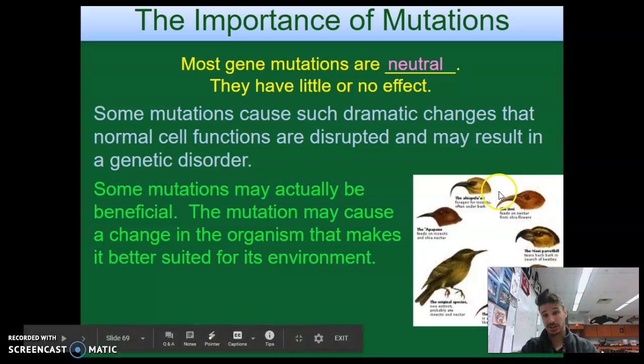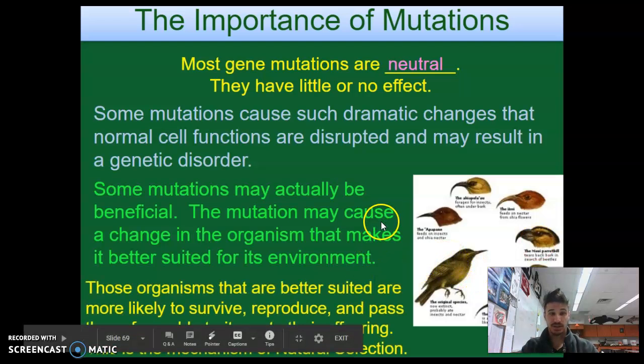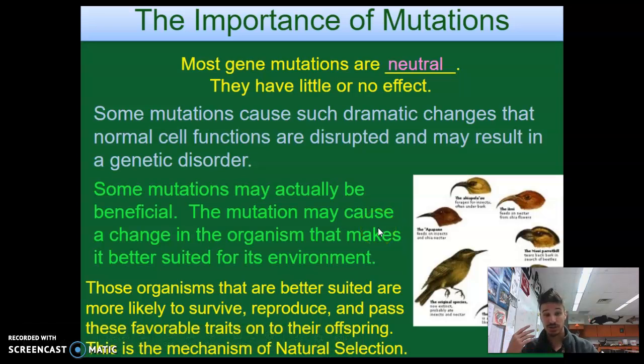Like the mutations that cause these different beaks on finches, okay, which we're going to talk all about in Unit 6 Evolution. And these organisms that have these adaptations, these positive mutations, are better suited and more likely to survive and will be selected via the mechanism of natural selection, which is all coming up next, folks.